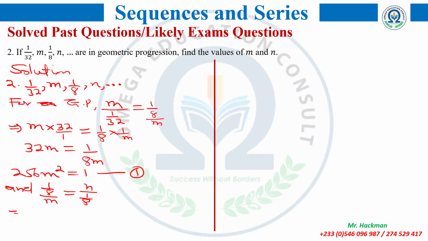Which also implies that I'm going to get 1 over 8 divided by m, so it will be times 1 over m, which will be equal to n divided by 1 over 8, so it will be times 8 over 1. Is that clear? So in effect here we are going to get 1 times 1, which is 1, over 8 times m, which is 8m. And that will be equal to n times 8 over 1, so it will give us 8n. All correct?